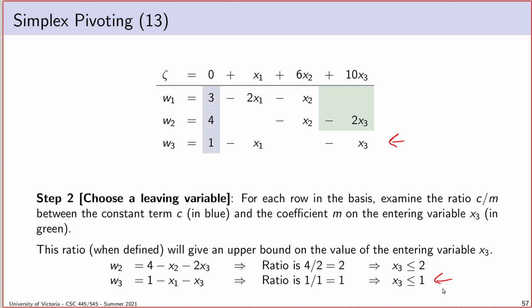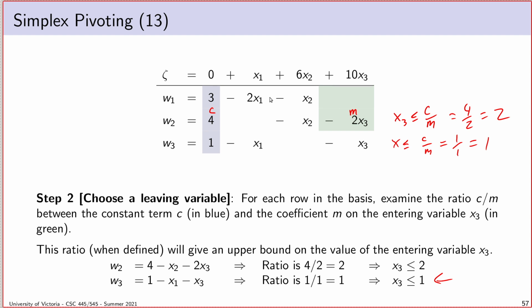The slides are going to state this in more formal terms. If I look at the constant at the beginning of each row and the multiplier on my entering variable x3, the bound that I get will be c over m. So in this case, that equals 4 over 2 equals 2. And then down here, on this row, x3 is less than or equal to c over m. Well, c is equal to 1 and the multiplier is equal to 1, so that equals 1 over 1 equals 1.